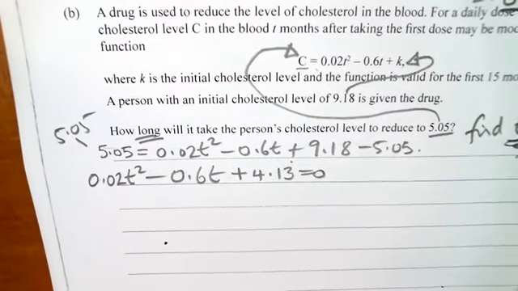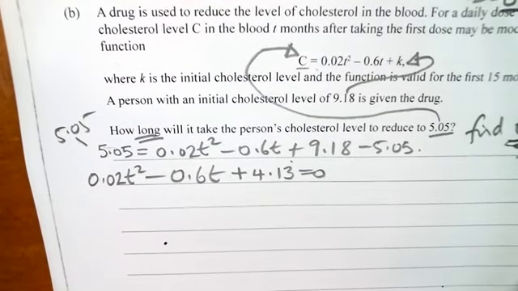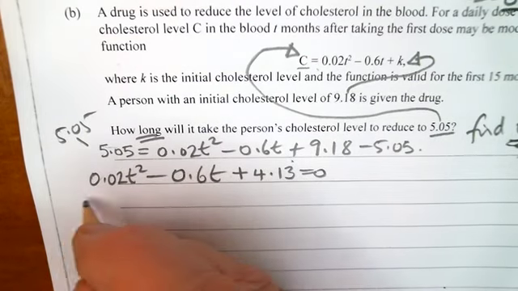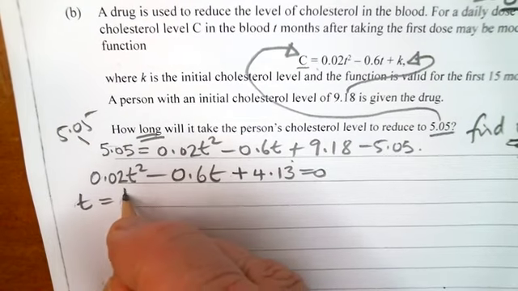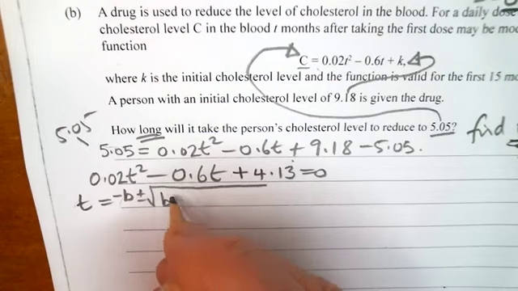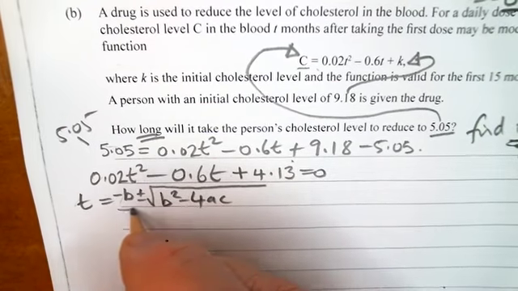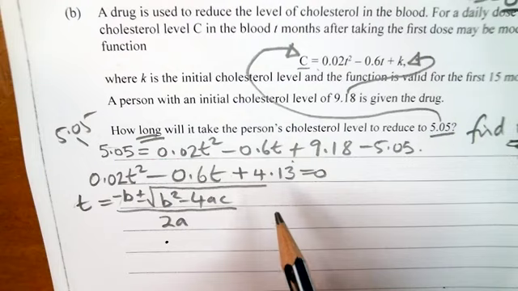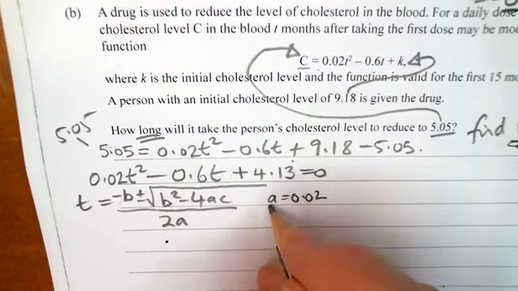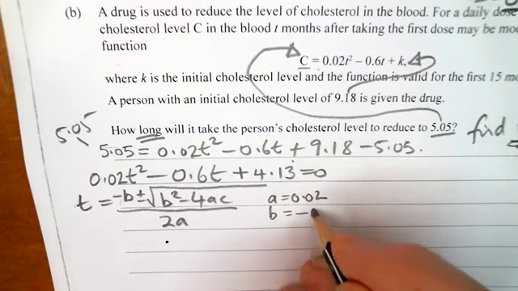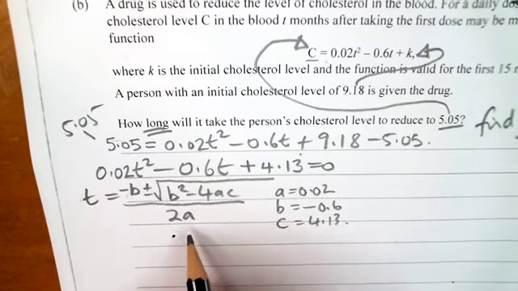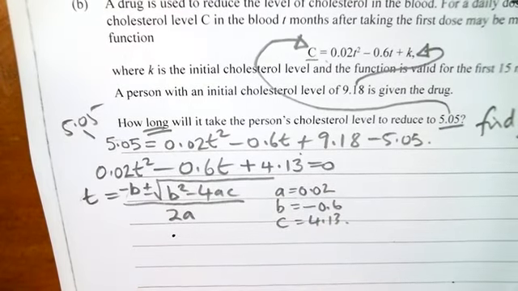Now to solve, we're going to have to use the quadratic equation. There's really no two ways about this. And we're solving, by the way, for t. So t is equal to negative b plus or minus square root of b squared minus 4ac all over 2a. So what do we got here? a is equal to 0.02, b is equal to negative 0.6, and c is equal to 4.13. All right, so let's now populate this with these metrics.